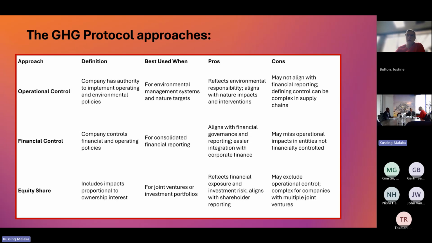The slides will be shared afterwards, so I'm not going to read all the pros and cons, but it comes down to where you have influence. Does it align with your financial governance and reporting process? Could it be excluding or including activities or processes, for example, out of your financial boundary, but in your operational control, that could have a material risk? So these are all the kind of things one would consider when looking at your approach and what would be best used.